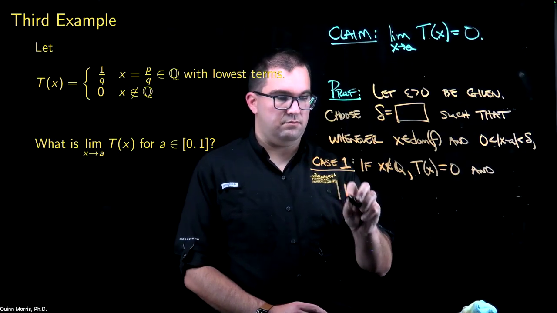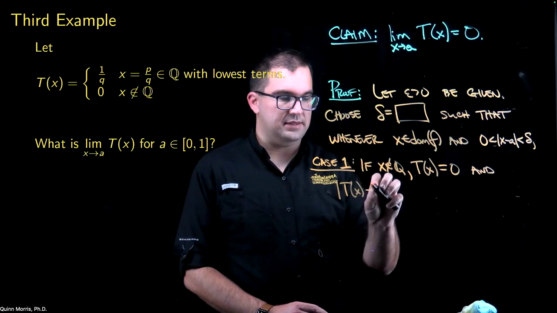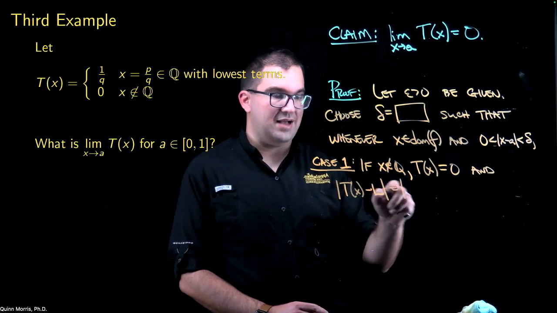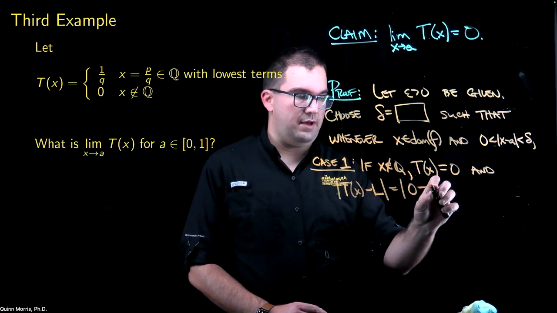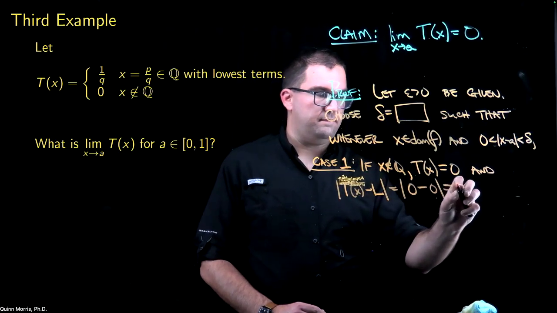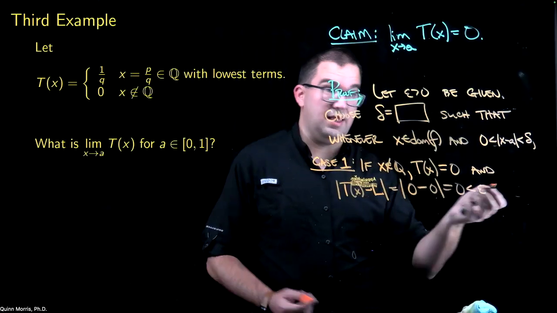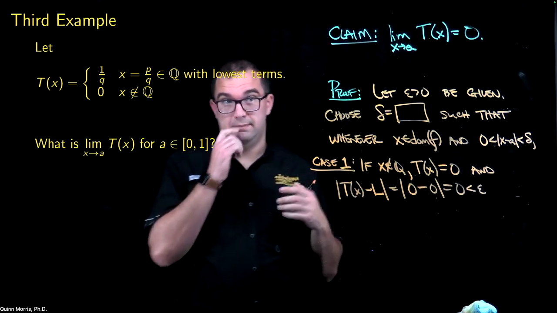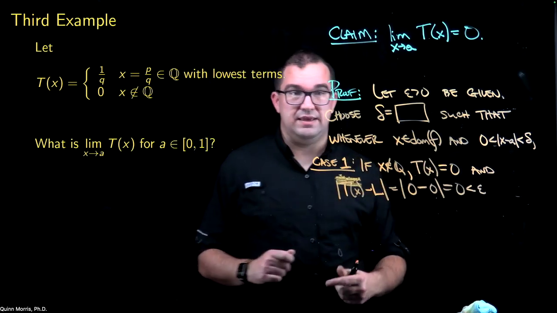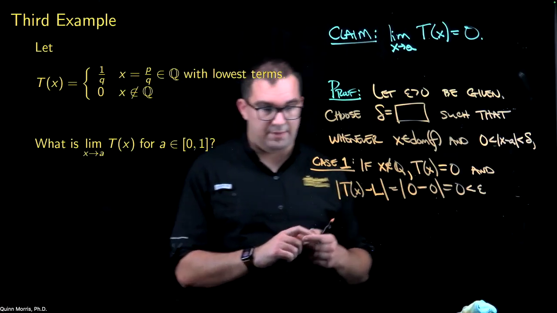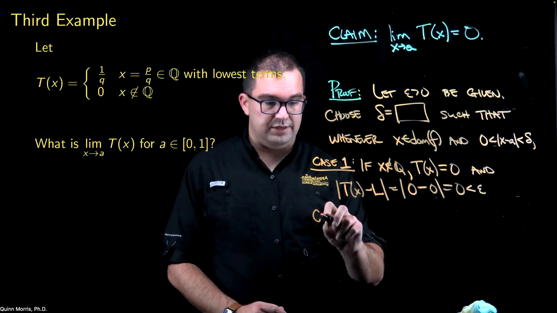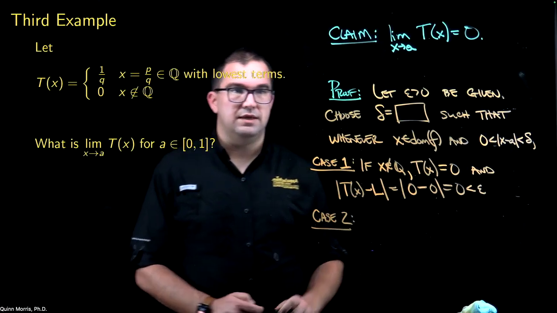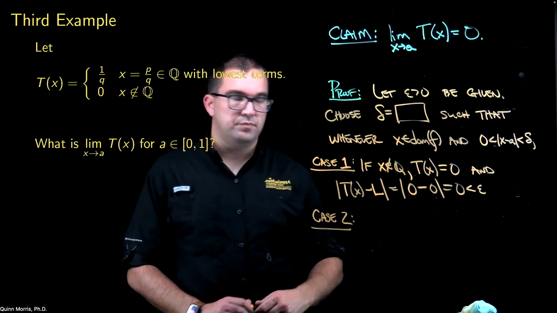Then the absolute value of t of x minus L: if x is irrational, t of x is just going to be 0, and L is 0. That's just going to be 0, which is certainly less than epsilon. It doesn't matter what choice of delta I make, this will work. So this case is fairly easy. If my x is irrational, this is automatically going to be true. Now the harder part is what happens in the second case.